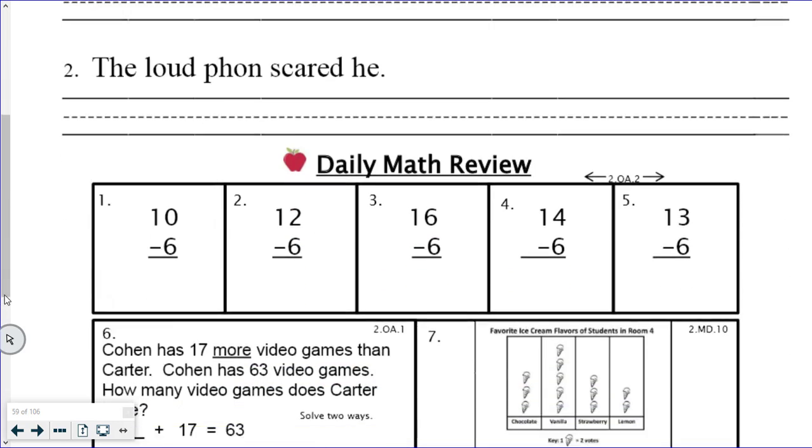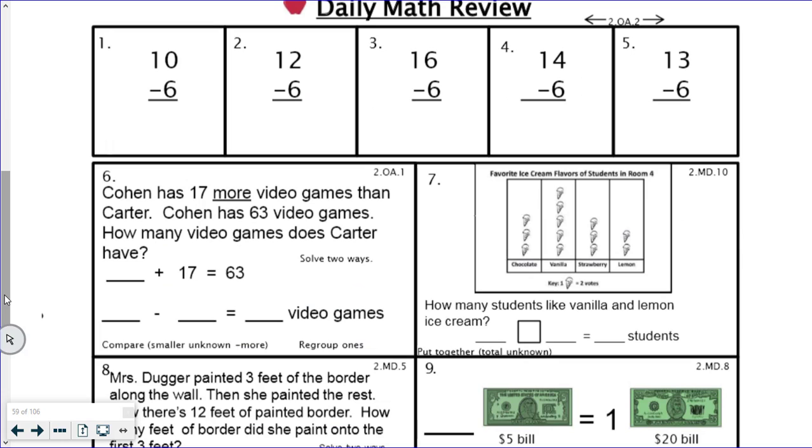Daily math review, no explanation needed there. Pause your video, do 1, 2, 3, 4, and 5.